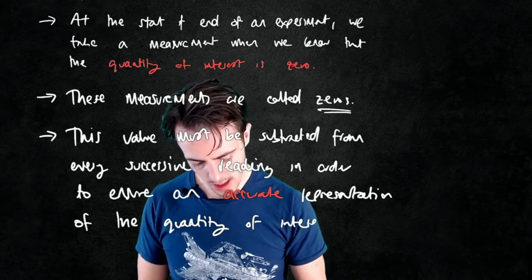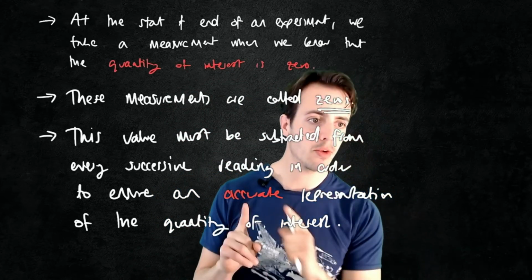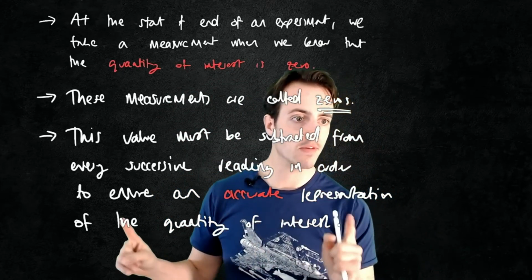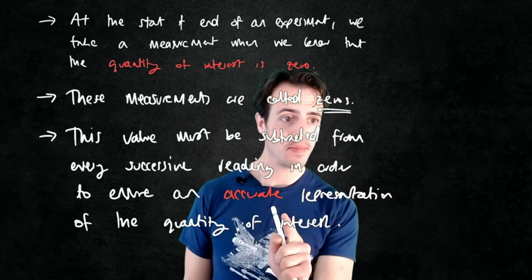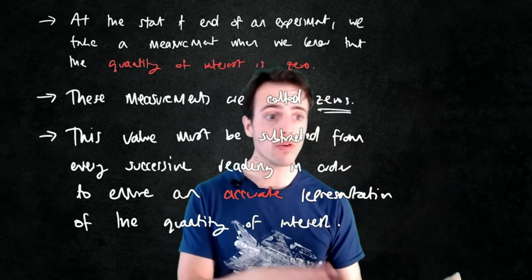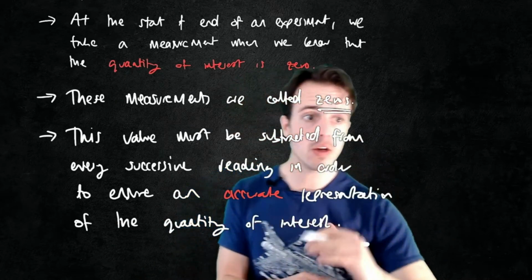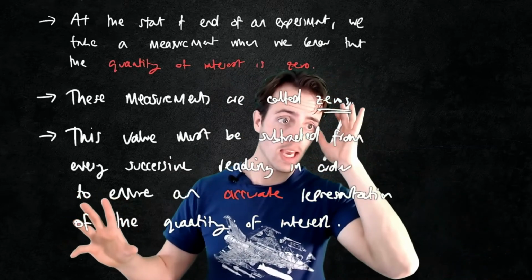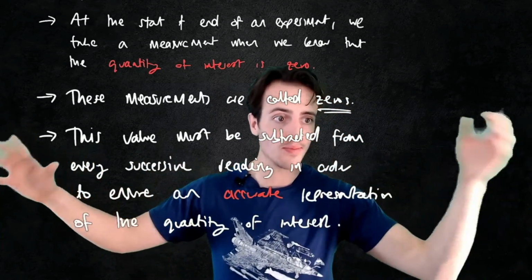And you'll see here, I've said this value must be subtracted from every successive reading in order to ensure an accurate representation of the quantity of interest. And this is a case where I actually do mean accuracy, okay? Because this will either move all of your results up or move all of your results down, depending upon the value of that zero that you've taken. And in doing so, it ensures that your results are in the right area, okay?